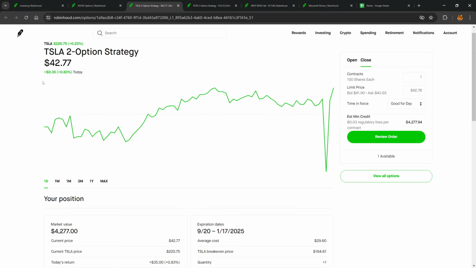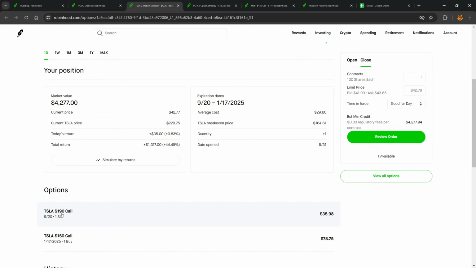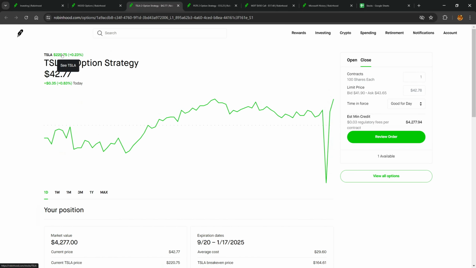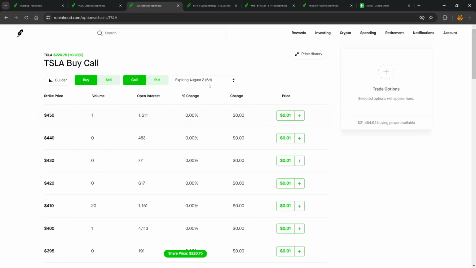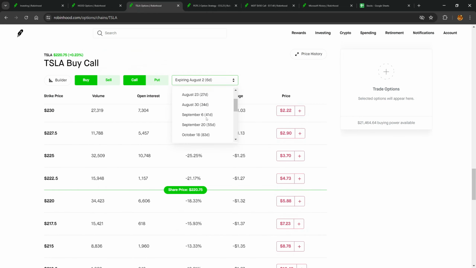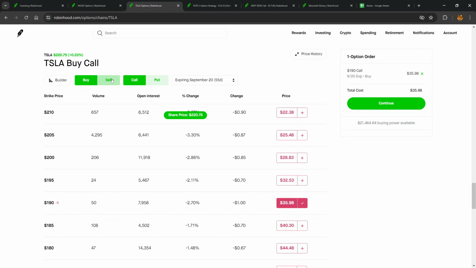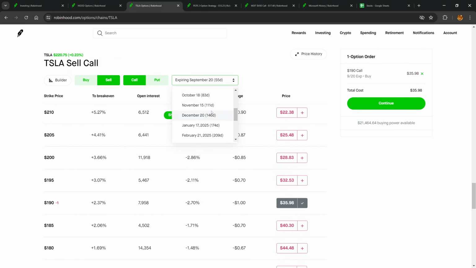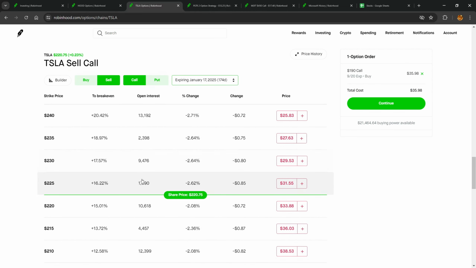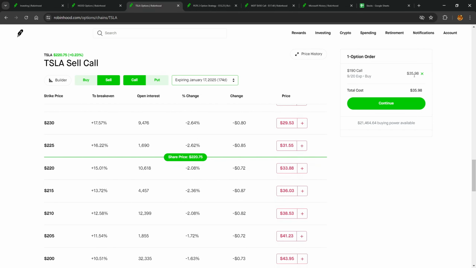As long as the share price stays reasonably close to the 190, even including the 220, I will be able to roll it over. So let me show you here. We'll go to the September 20. We are going to buy the 190, and then I'm probably going to have to go all the way to January, since currently it's considered deep in the money. And I want to sell for something a little bit bigger than this because I don't want to pay debit. I want to receive credit.